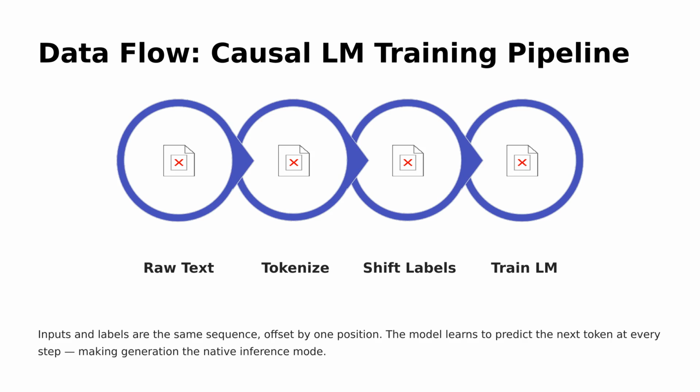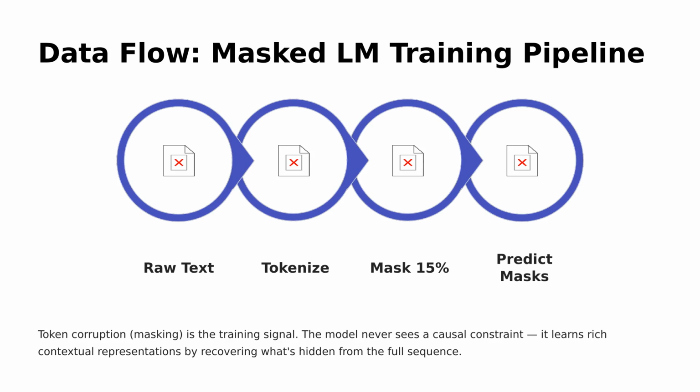This slide shows the data flow for training a causal language model. We start with raw text, tokenize it, and then create inputs and labels from the same sequence by shifting the labels one position forward. At each step, the model sees the previous tokens and learns to predict the next one. Because training is set up this way, text generation becomes the model's natural inference behavior.